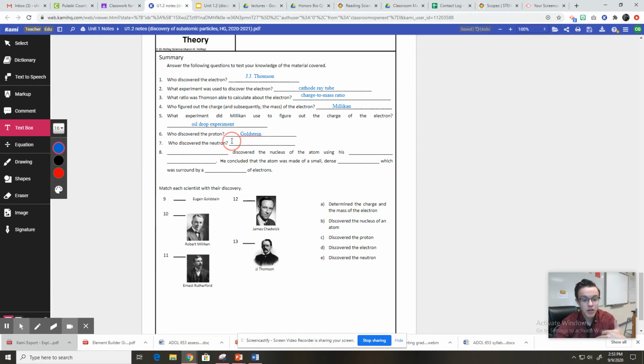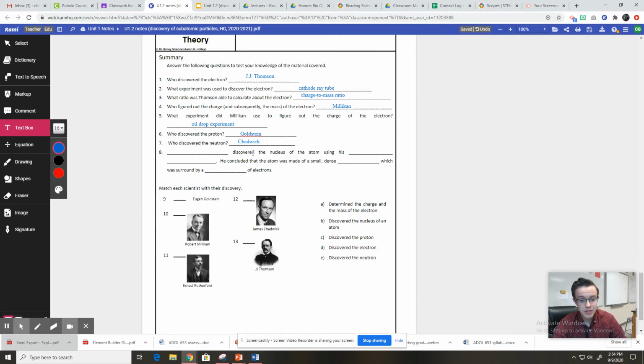Now, who discovered the neutron? That was a guy by the name of James Chadwick. And the neutron wasn't even discovered until the 1930s. So that's pretty crazy. My grandparents were alive before we even knew that there were electrons. So that's pretty insane.